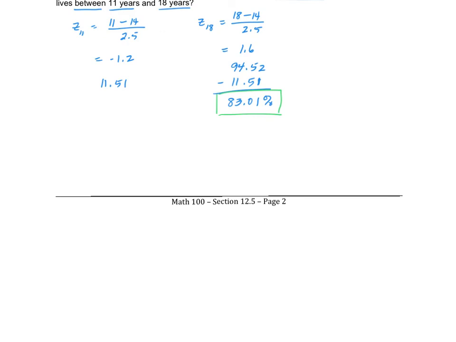And that's actually it for this section. All we're doing in this section is using our z-score percentile table to find the percentages of data items that either lie above, below, or between. That is it.